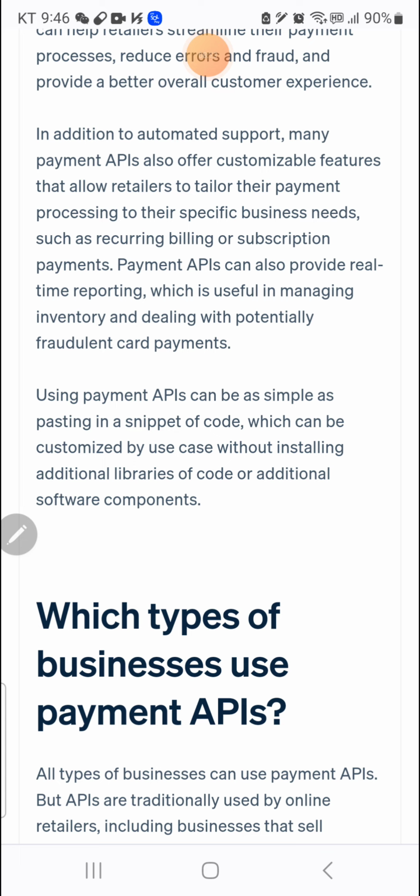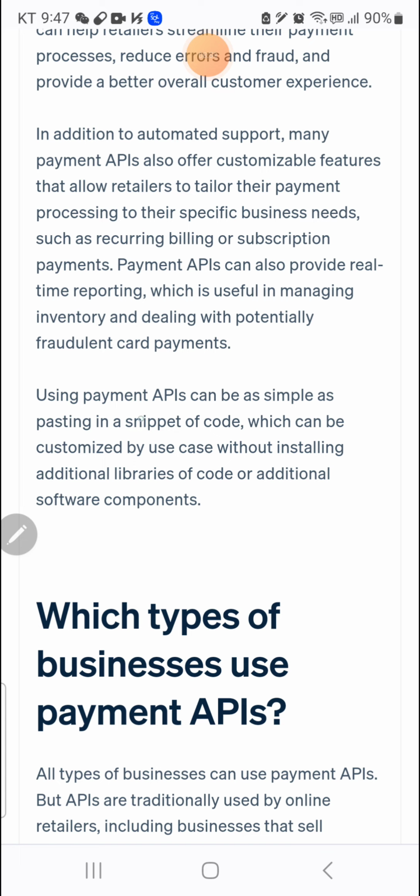Using payment APIs can be as simple as pasting in a snippet of code, which can be customized by use case without installing additional libraries of code or additional software components. This is a good expression. It summarizes, it differentiates APIs from other SDKs, other software programs.